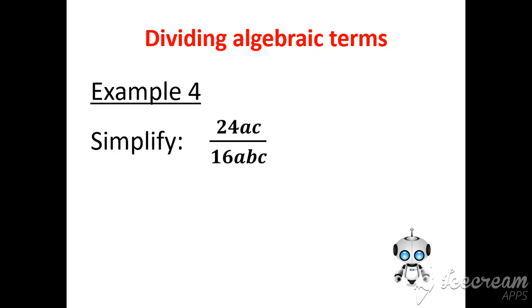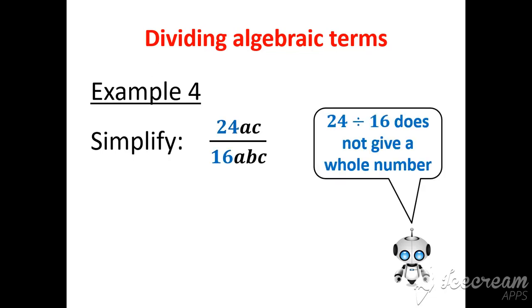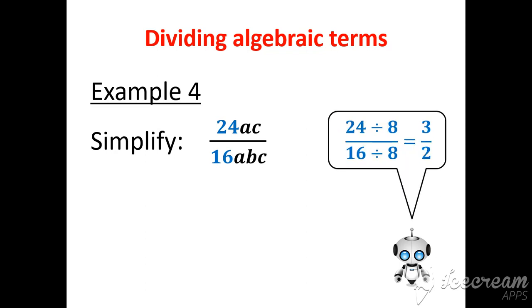Right, our final example is this one here. Let's simplify 24 times a times c, all divided by 16 times a times b times c. So again, we go 24 divided by 16, and it gives us a decimal. It's not a nice whole number, so we can't write down a decimal in algebra. So we're going to simplify it with our fraction skill and divide the top and the bottom by 8 and simplify the fraction to 3 over 2.